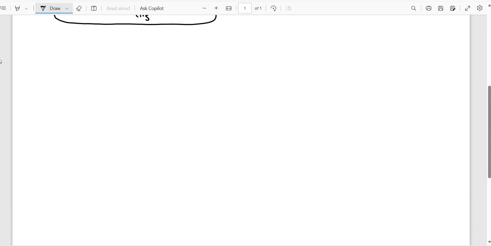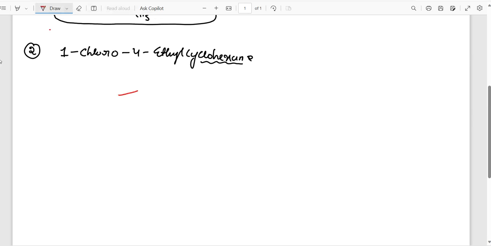Now let us try to solve the second question: 1-chloro-4-ethyl cyclohexane. Here is the hint: cyclohexane has a total of 6 carbons, 1, 2, 3, 4, 5, 6. Here we have to identify that this is not benzene, this is cyclohexane. If double bonds are present inside the ring, then it becomes benzene. So its name is cyclohexane.